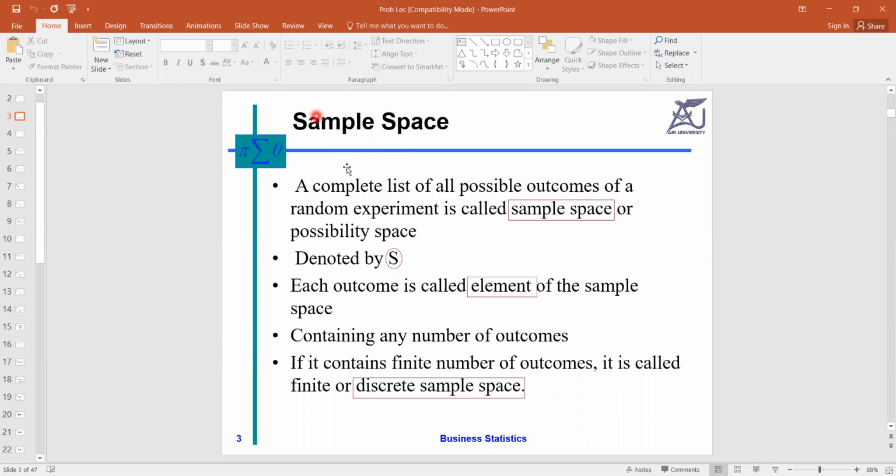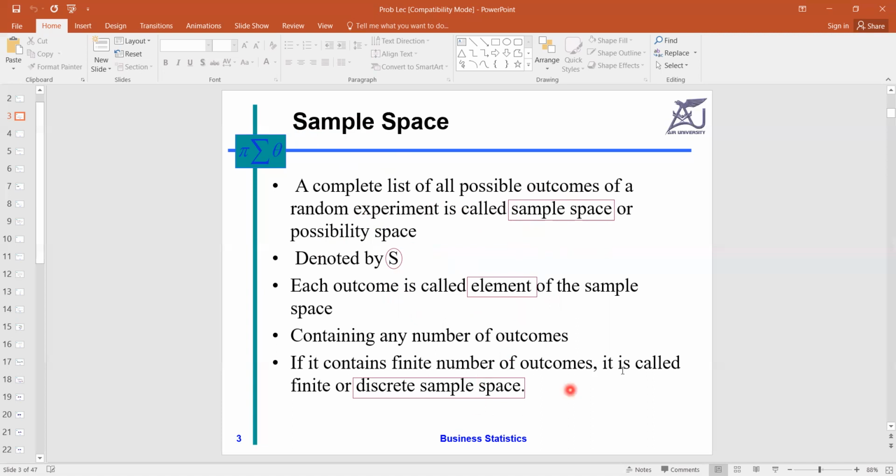Like if we have 20 students in a class and we write each and every student enrolled in our class, that becomes the sample space because we have made a complete list. So whenever we make a complete list of all possibilities, it is known as sample space. It is denoted with capital S, and each outcome is called an element of the sample space.